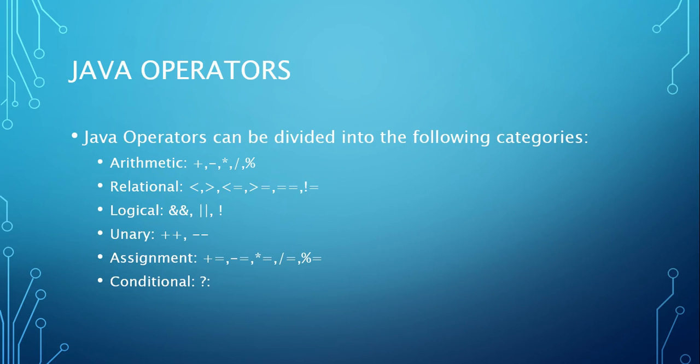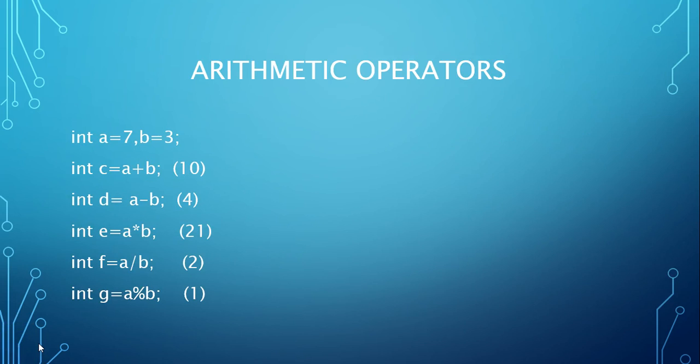For reason of deep understanding, I have divided my lecture on Java operators into two main lectures. In the first lecture we will be covering arithmetic, relational and logical operators, whereas in the next lecture we will be covering unary, assignment and conditional operators. So let's begin with understanding the concept of arithmetic operators first.